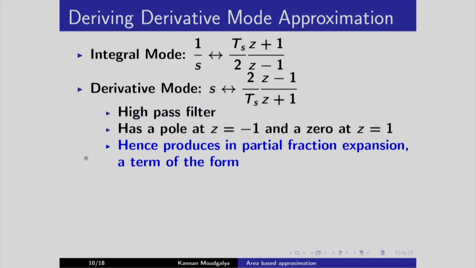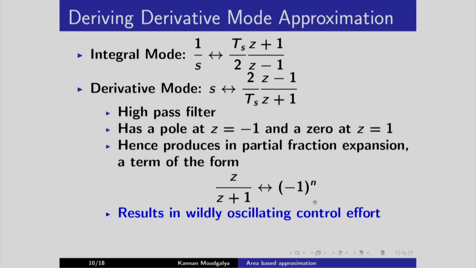Hence, it produces in partial fraction expansion a term of this form z over z plus 1. So when I invert this, I will get z over z plus 1. Important thing to remember is the denominator. You will have z plus 1. What happens when I invert it? I get -1 to the power n. And what happens to this? This is highly oscillatory. This results in wildly oscillating control effort.